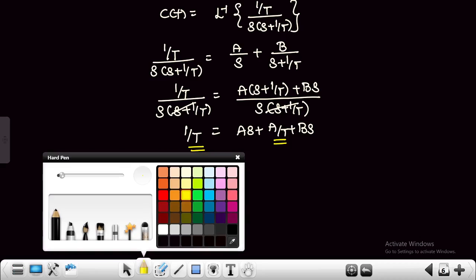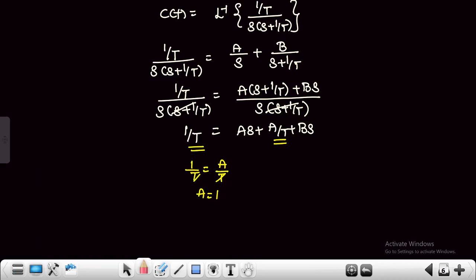Next, now you compare the values of B. Let us compare the s coefficients. What are the s coefficients here? A plus B. On the left hand side you do not have anything, so that will become 0. The A value you already know, so the B value will become minus 1 because A is equal to 1. So the B value is equal to minus 1, the A value is equal to 1. You substitute it here, then what are you going to get?